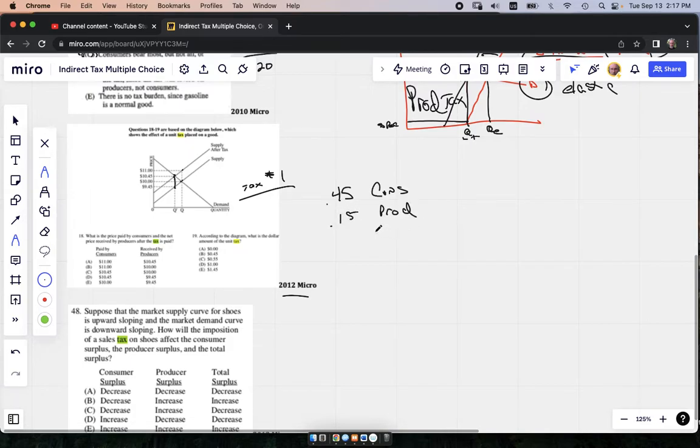Let's see if we can answer that. Again, I'd go to the new equilibrium point, this is the price paid by the buyer. I come straight down till I hit that lower supply curve and bounce to the left. This is what the seller would receive or put in his pocket.